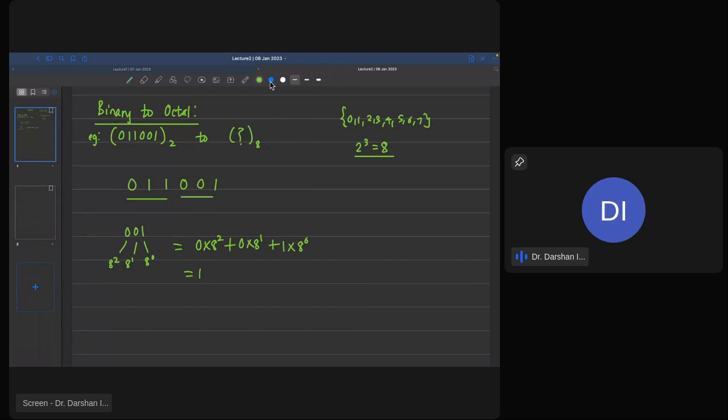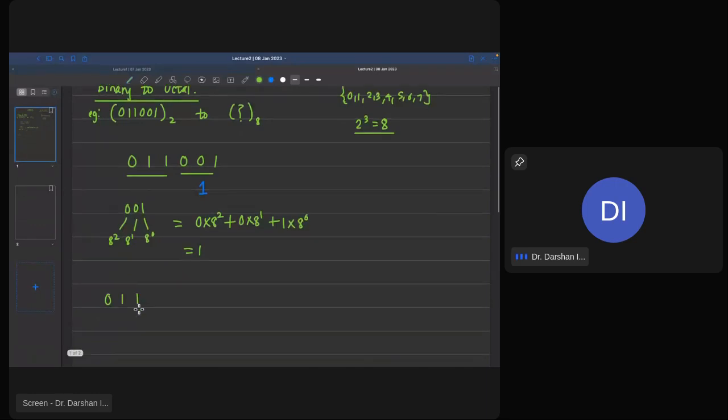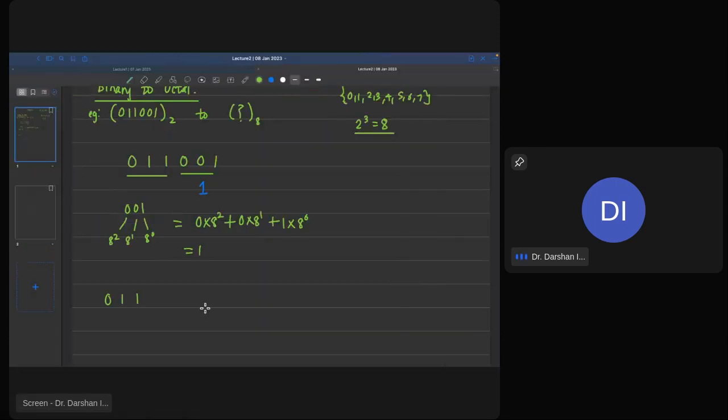In the same way, if I have a number like 011 and I have to find the octal equivalent of that, how am I going to find it out? I will have to multiply it again. Oh, yes. 31 is the answer. That's correct.